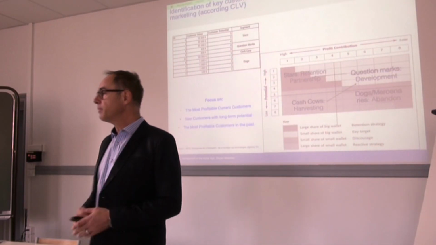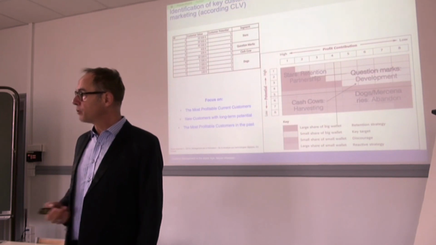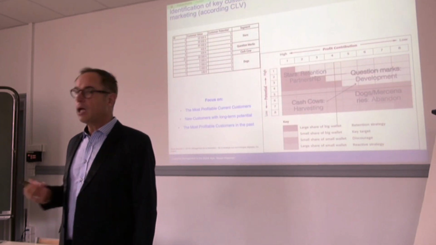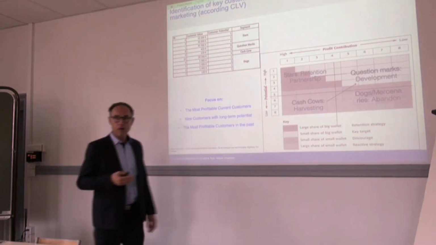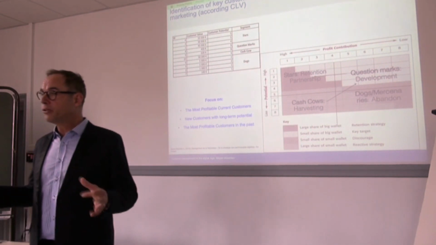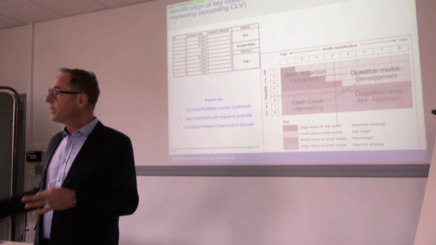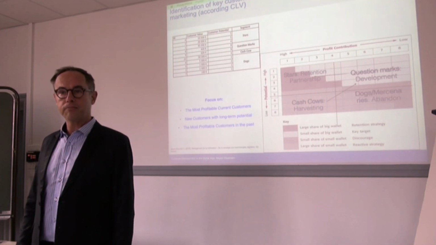For customer portfolio management, you will segment your customer base according to the actual profit contribution and the future potential. For example, this is a database of different customers. In this grid, you have customers with high actual value and high potential value. Potential value scored between 1 and 5, with 5 being the highest value.